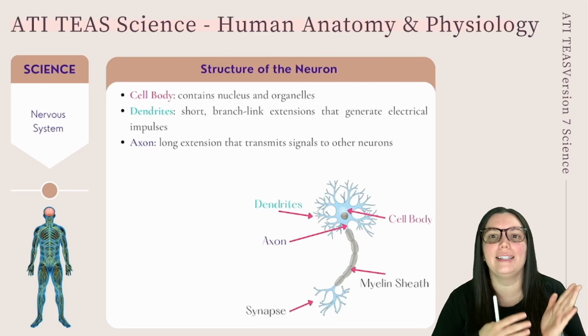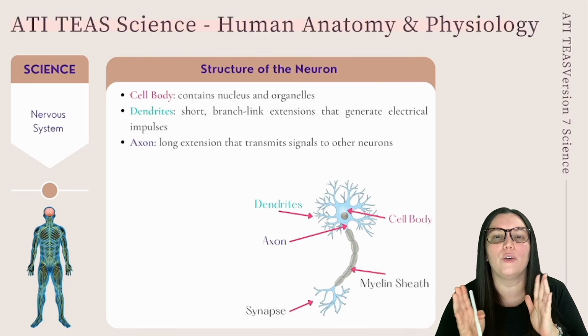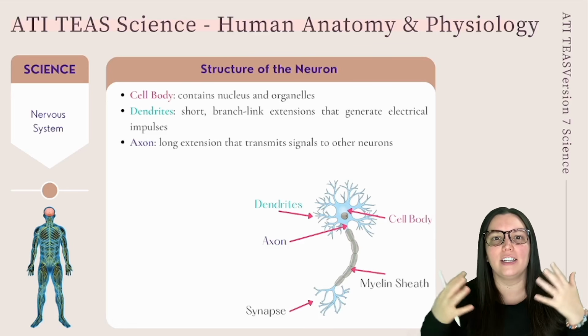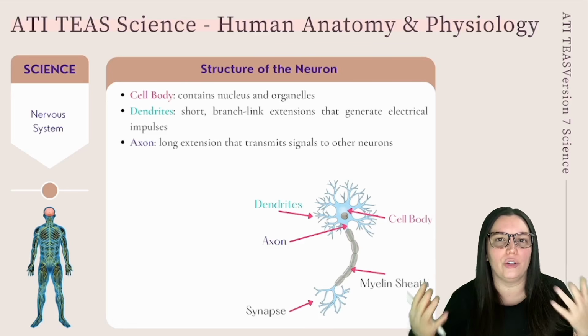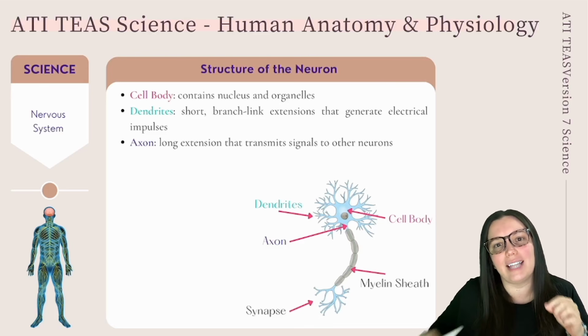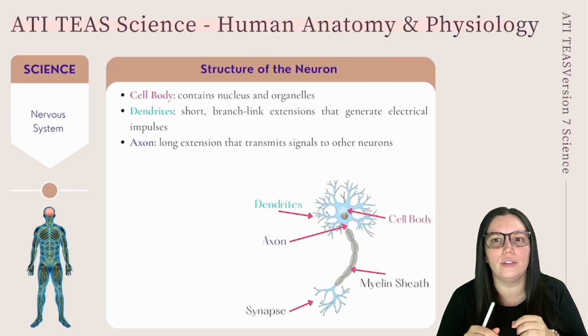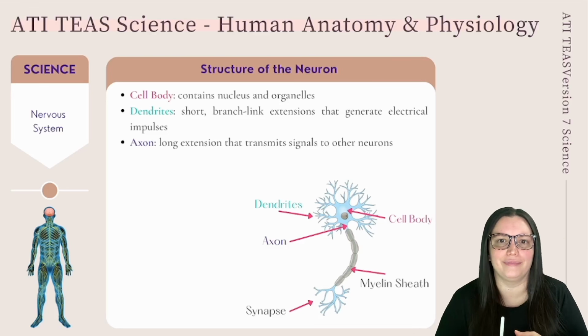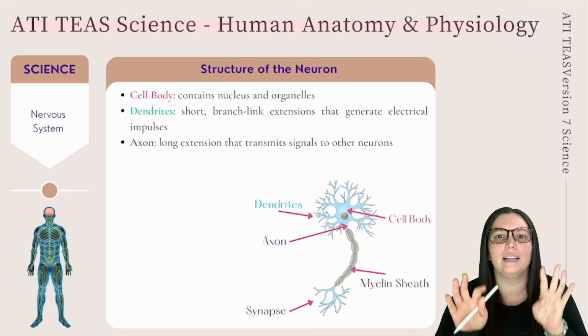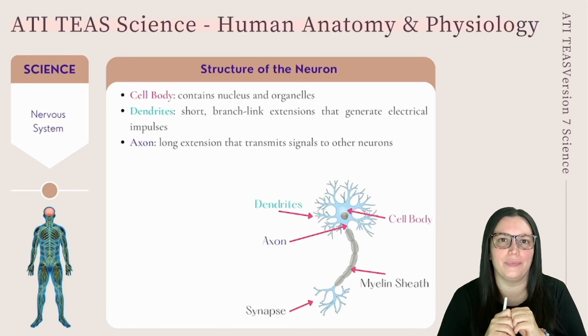The cell body contains the nucleus as well as other organelles. The dendrites are short, branch-like extensions that generate graded electrical impulses. The axon is that long extension that transmits the signals to another neuron. At the end of the axon, there are terminal buttons, which release neurotransmitters, called the axon terminal.